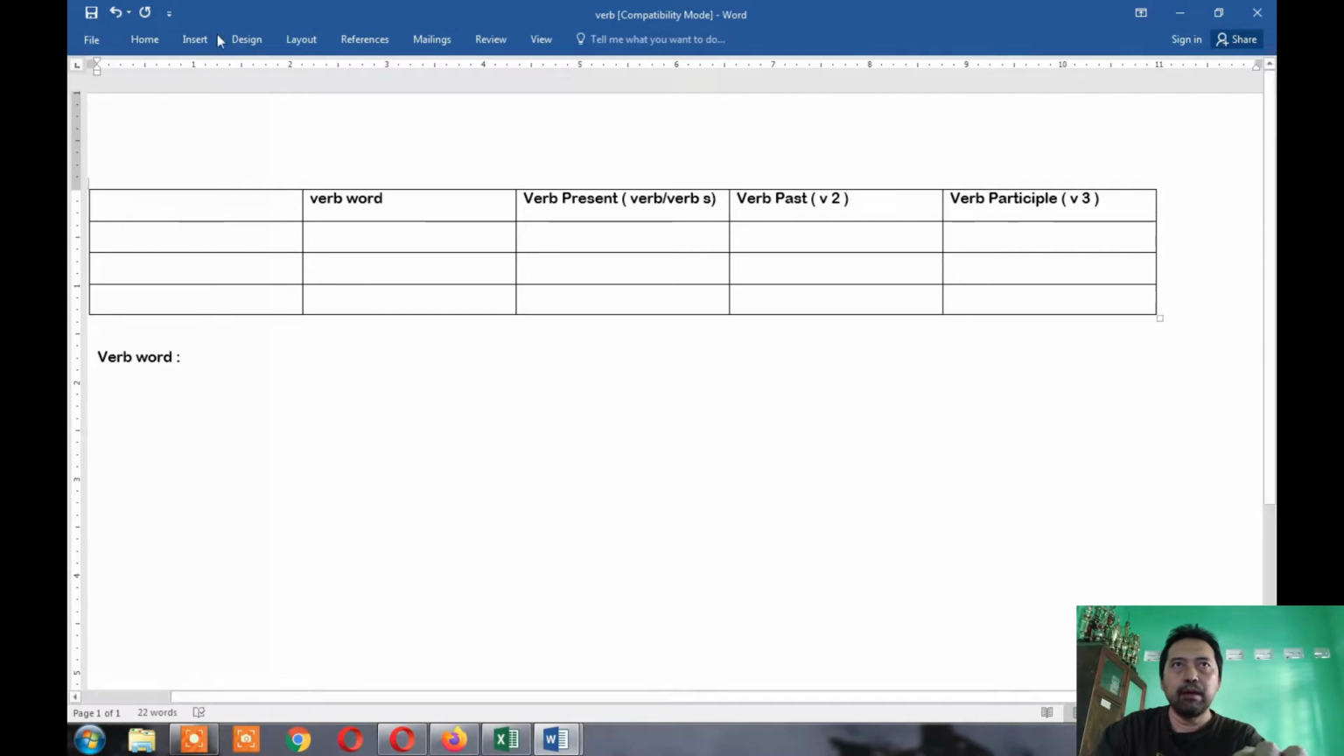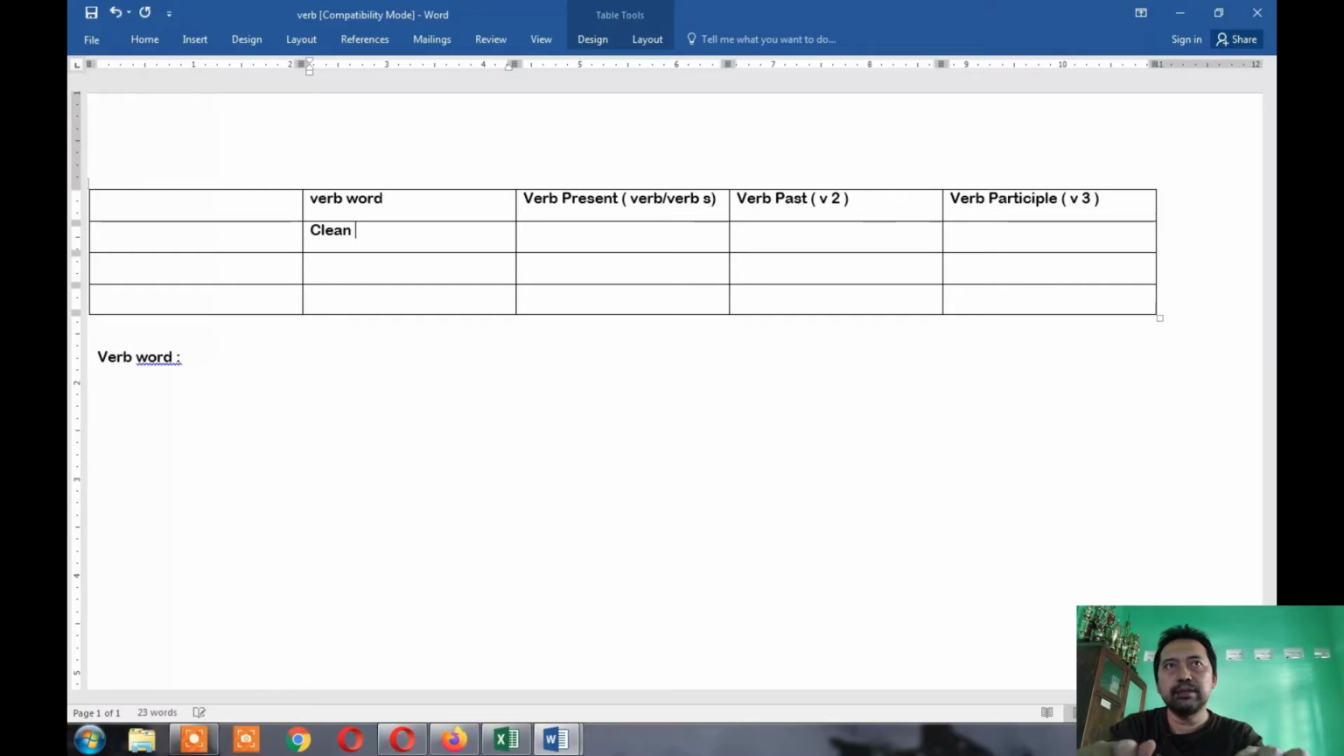Example, clean, right? This is original. There is no -ed, no -ing, no "to clean." Just clean, which is the original form of the verb. Now, how about verb present?